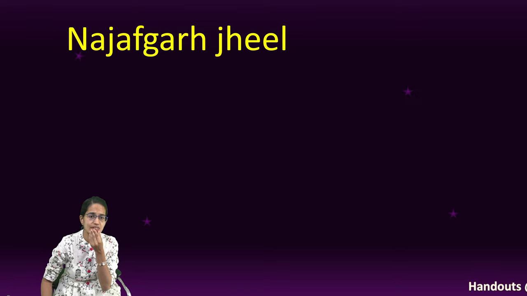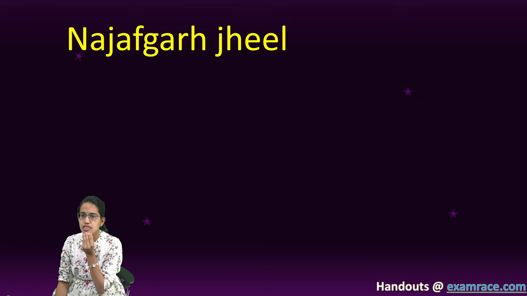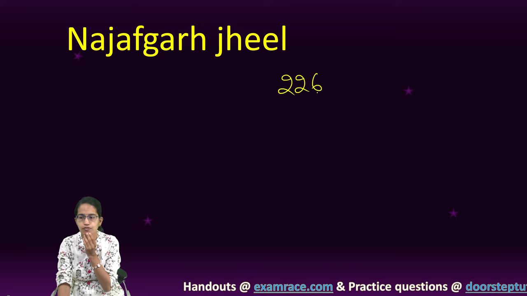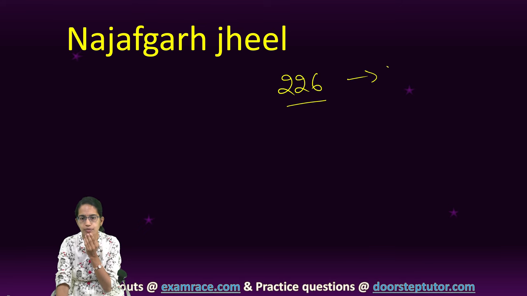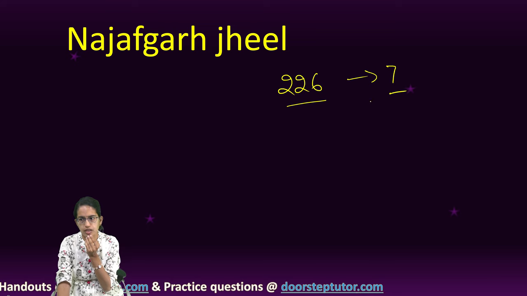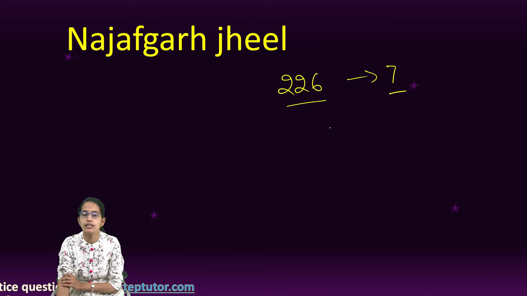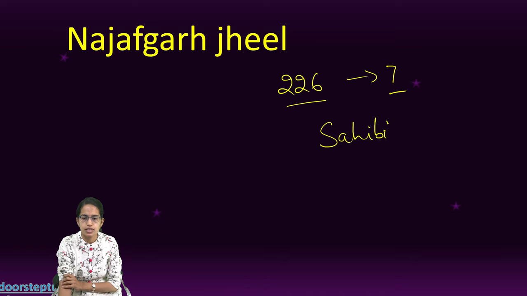The next is Najafgarh jheel. Najafgarh jheel is the region between Delhi and Haryana. The region has declined significantly from 226 square kilometers to merely 7 square kilometers. Now this is one of the areas which is under wetland conservation, and the river which drains here is the Sahibi river.